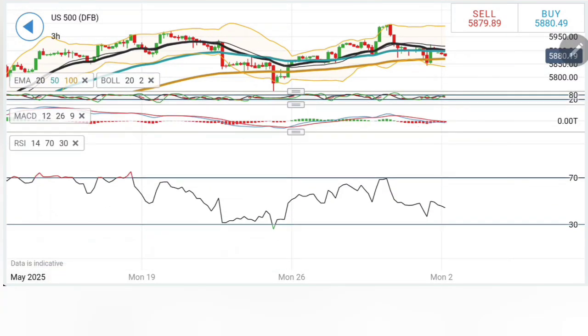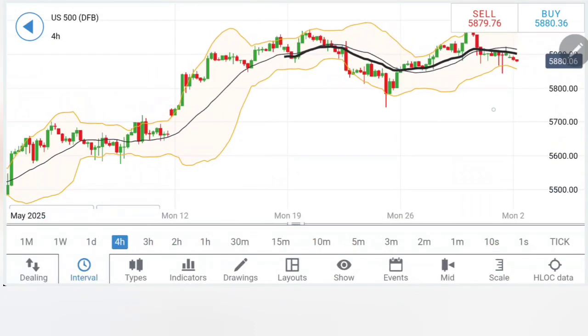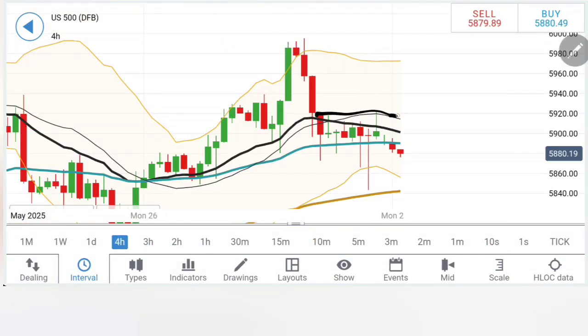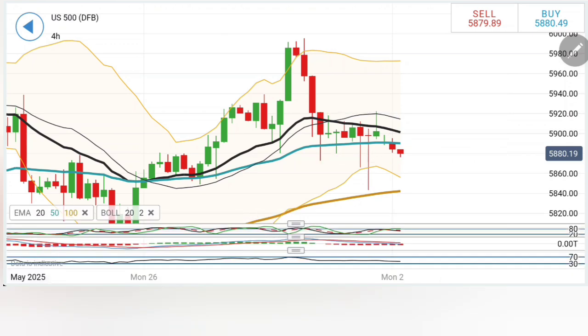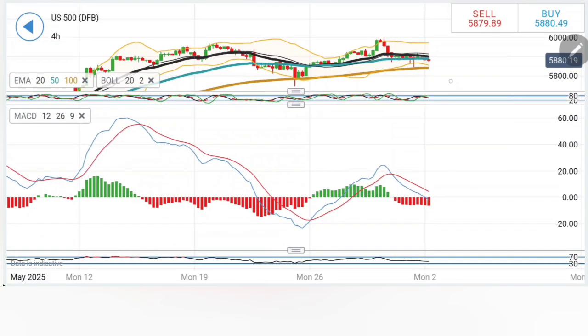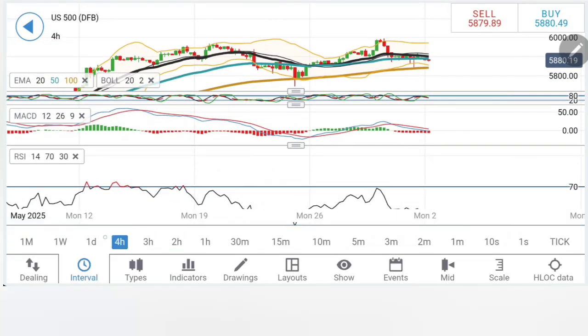Stochastic looking down, the MACD bearish, the RSI is trading with moderate bearishness. On the 4-hour chart, similar is the observation. Just notice the resistance on the upside and see the support here. And once it trades below 5870, 5850, more bearishness should prevail. Indicators have cooled down significantly and are trading bearish.